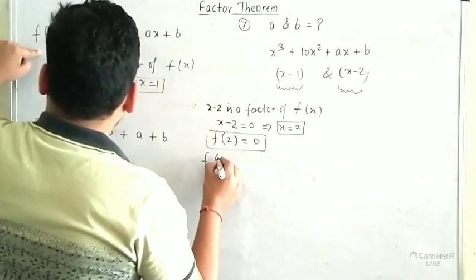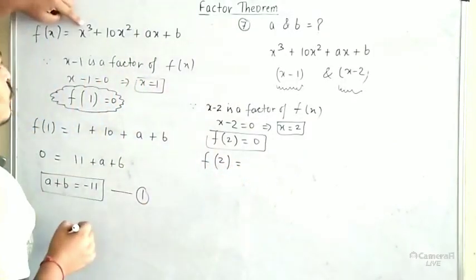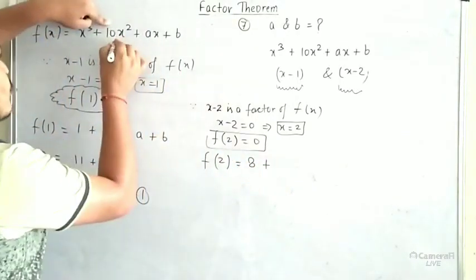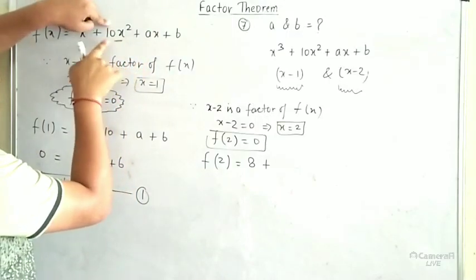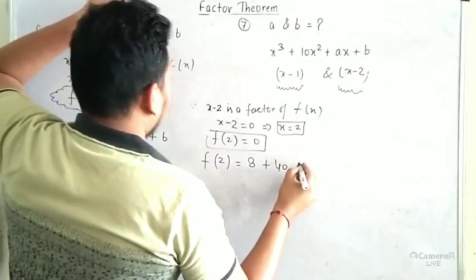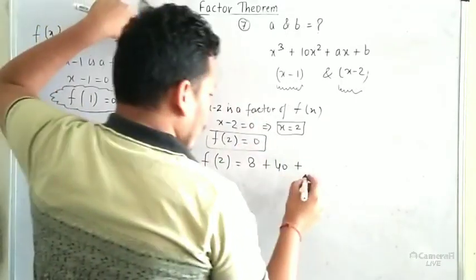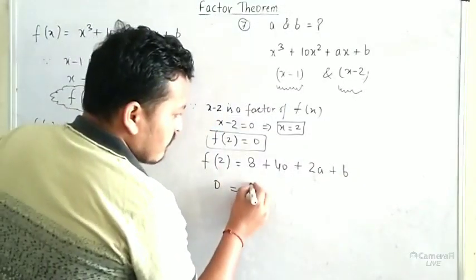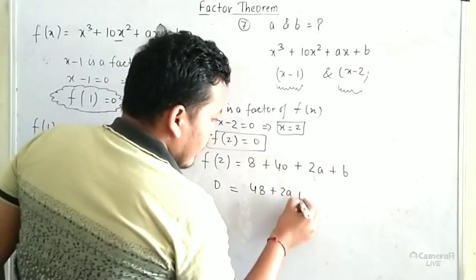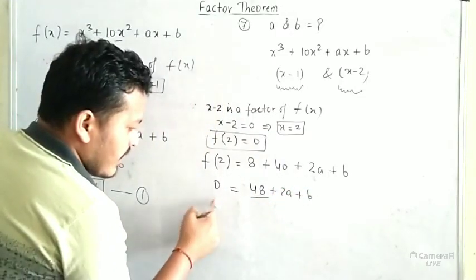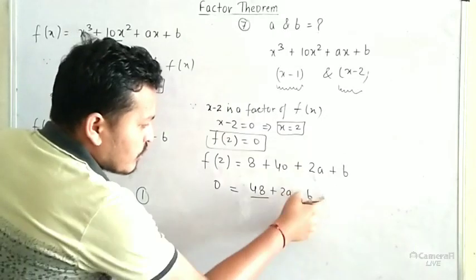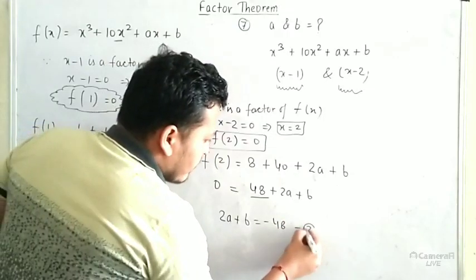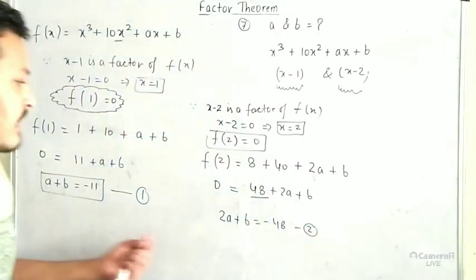Okay, so f(2) is equal to, substituting the value, 2 cube, which is 8, now plus 10 into 2 squared, which is 4, 10 fours are 40, then plus 2 into a, so 2a, and plus b. So f(2) is equal to 0 is equal to 48 plus 2a plus b. Taking this 48 to the left hand side, negative 48 is equal to 2a plus b, so 2a plus b is equal to minus 48, equation number second.